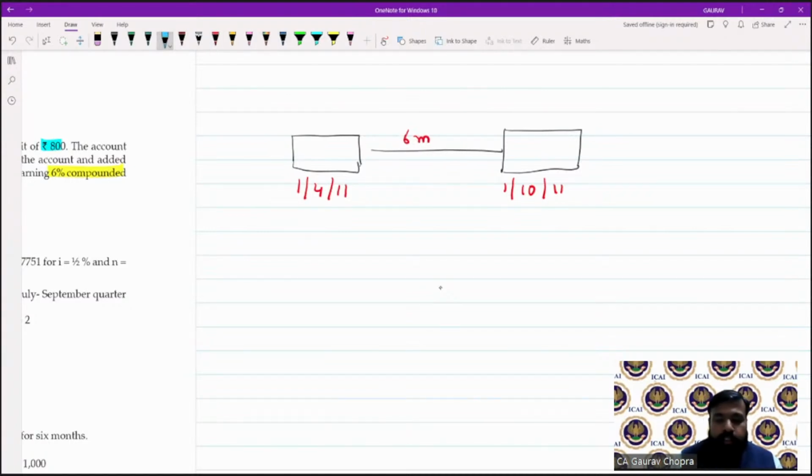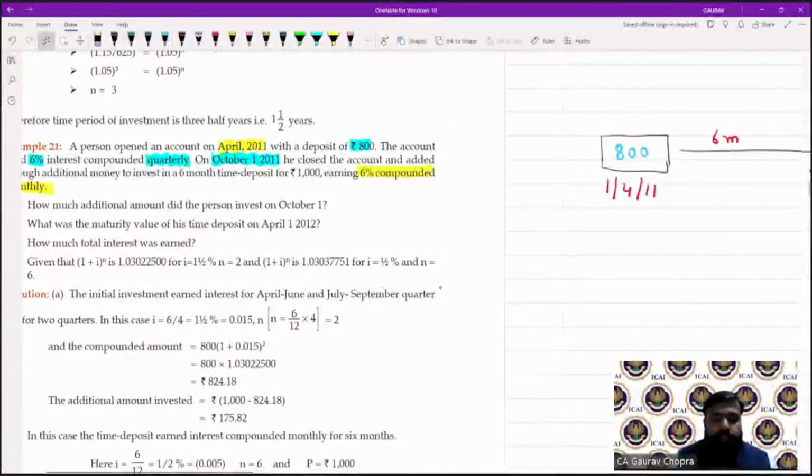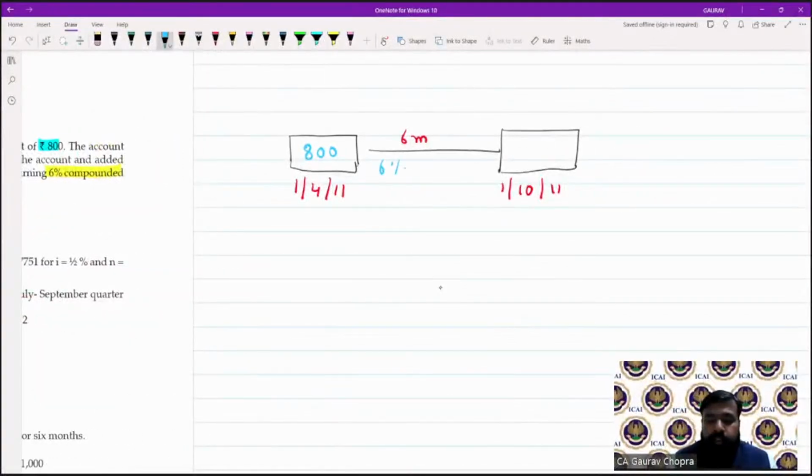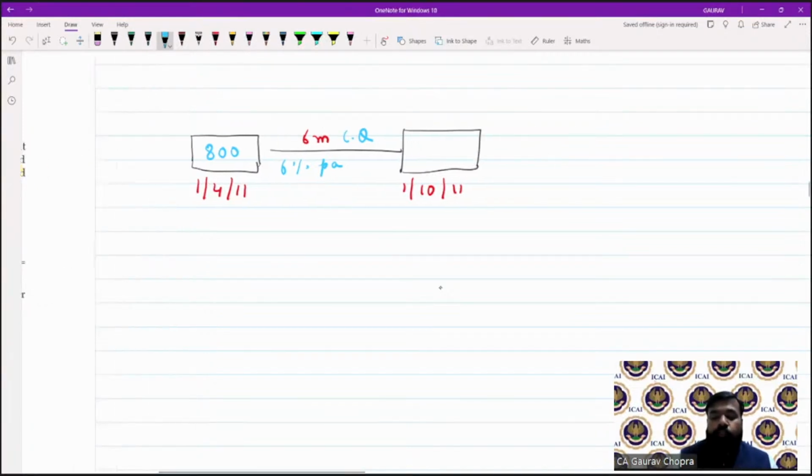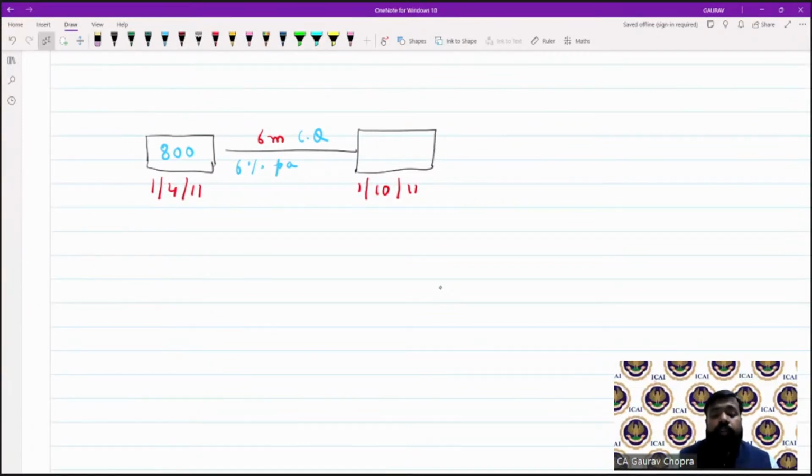Amount was initially 800. So after 6 months, how much he will receive, we don't know at present. So we can calculate it. The rate of interest was 6% per annum, but compounding is done on quarterly basis. This is the first situation. And then what he has done after the amount he has received in October, he invested again the same amount. He invested again that amount for 6 months.